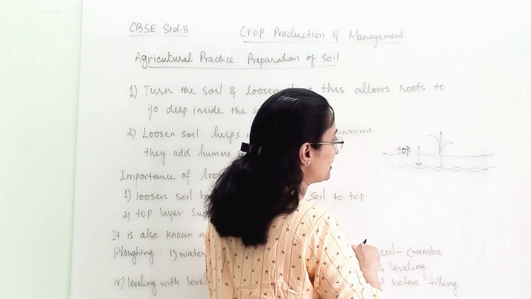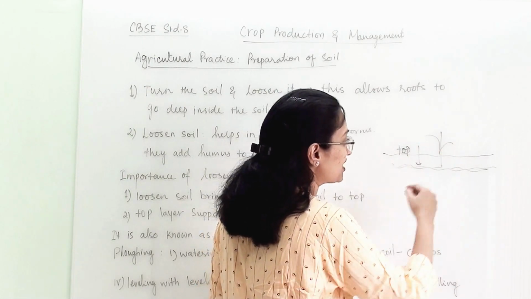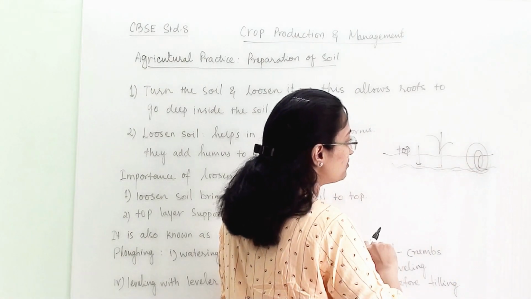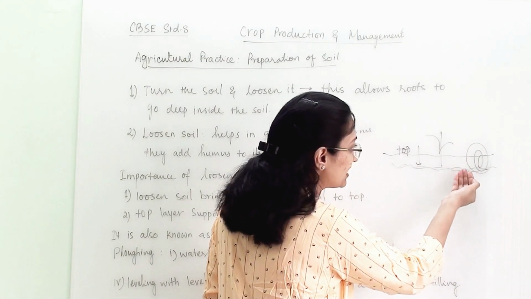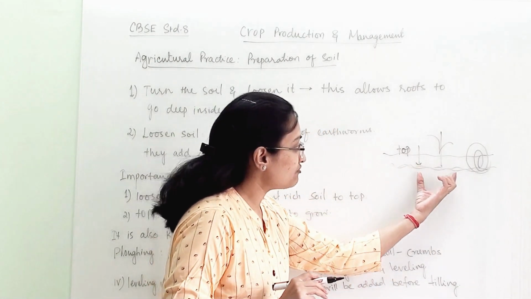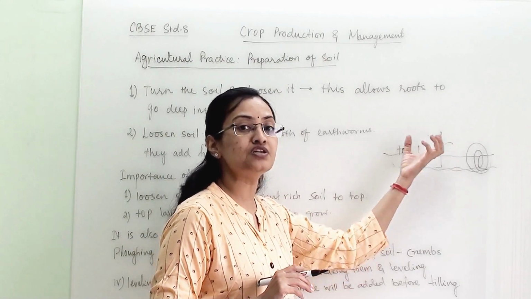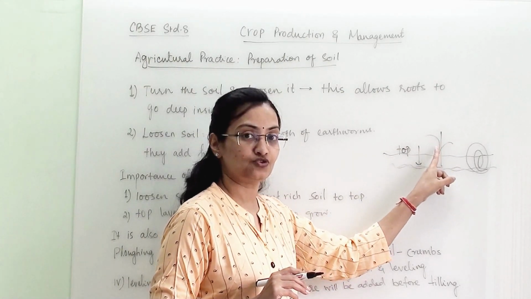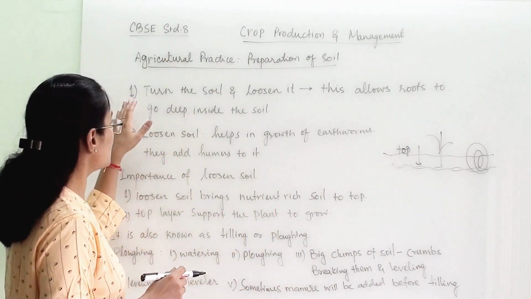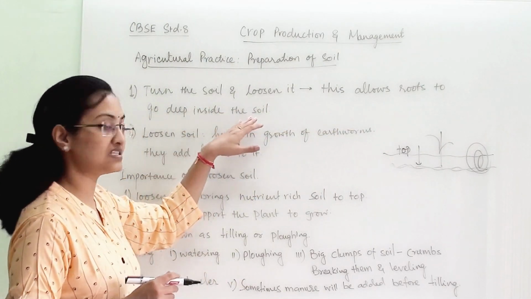So once we loosen up the soil, once we are tilling or plowing it, what we are doing is mixing these two layers and bringing the lower layer to the top level. This layer will help the plant to grow and it will suffice all the nutrient needs of the plant. So this is the whole purpose of this practice. So turn the soil and loosen it. This will allow roots to go deep inside the soil.